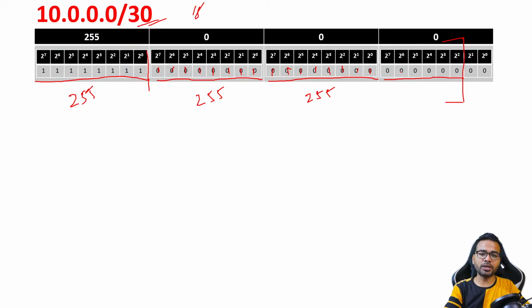But in the last octet, we have borrowed only 6 bits. Got it? In the last octet, we have borrowed only 6 bits. So if you calculate the value of these 6 bits, what will you get? Just calculate 2 to the power 7 plus 2 to the power 6 plus 2 to the power 5 plus 2 to the power 4 plus 2 to the power 3 plus 2 to the power 2.